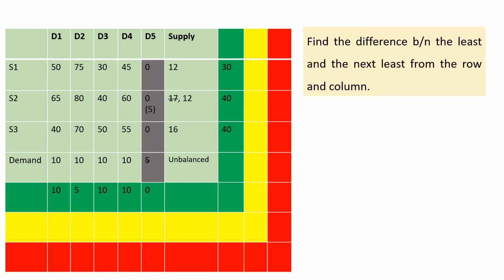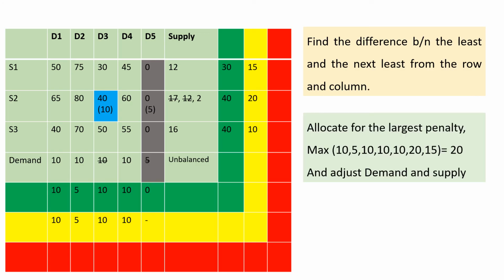By the way, in the column, still all the differences are the same. So we have to write 10 here, 5 here, 10 here, and 10 here. So it looks like this. And we have to choose the maximum. We have to allocate the largest penalty, the largest penalty from this yellow row and column is 20. So correspondingly, the smallest cost is from this row, the smallest cost is 40. So we have to allocate the corresponding, that is, we have 10 here and we have here 12. So we have to allocate 10, and 10 will be cancelled from here, and 10 is subtracted from 12, and the remaining here is 2.